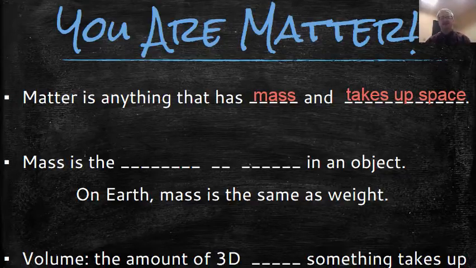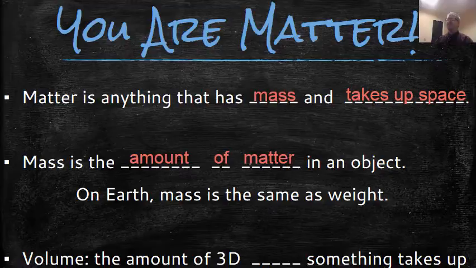We'll use it today. So mass is the amount of matter that is found in an object. And on Earth, mass is the same as weight. Not that it means the same, but when you measure each, it comes out to being the same. So mass is the same as weight in that sense.